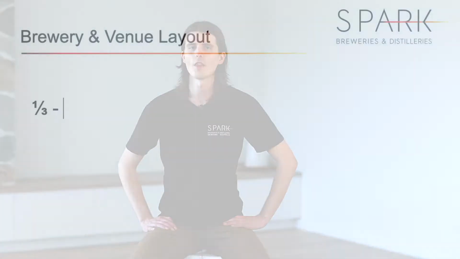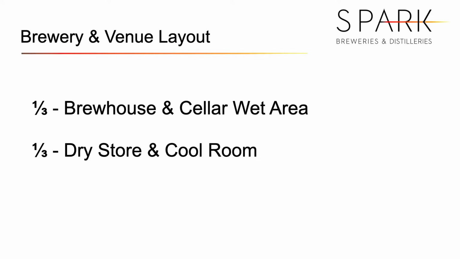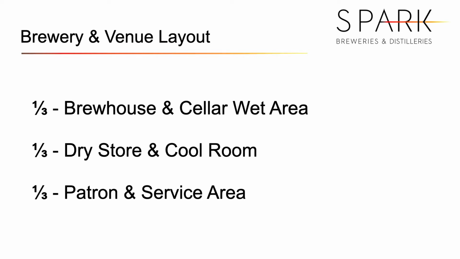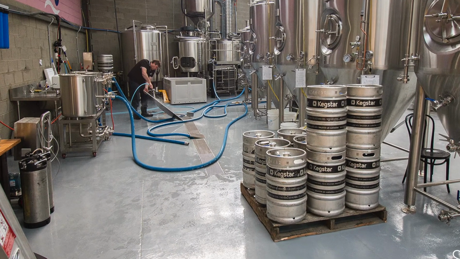The brewery facility can be split into 3 use areas. We call it the rule of thirds for floor area. 1/3 for the brewhouse and cellar wet area, 1/3 for dry store and cool room, and 1/3 for patron and service area. The brewery wet area is the waterproof floor zone with central drainage.